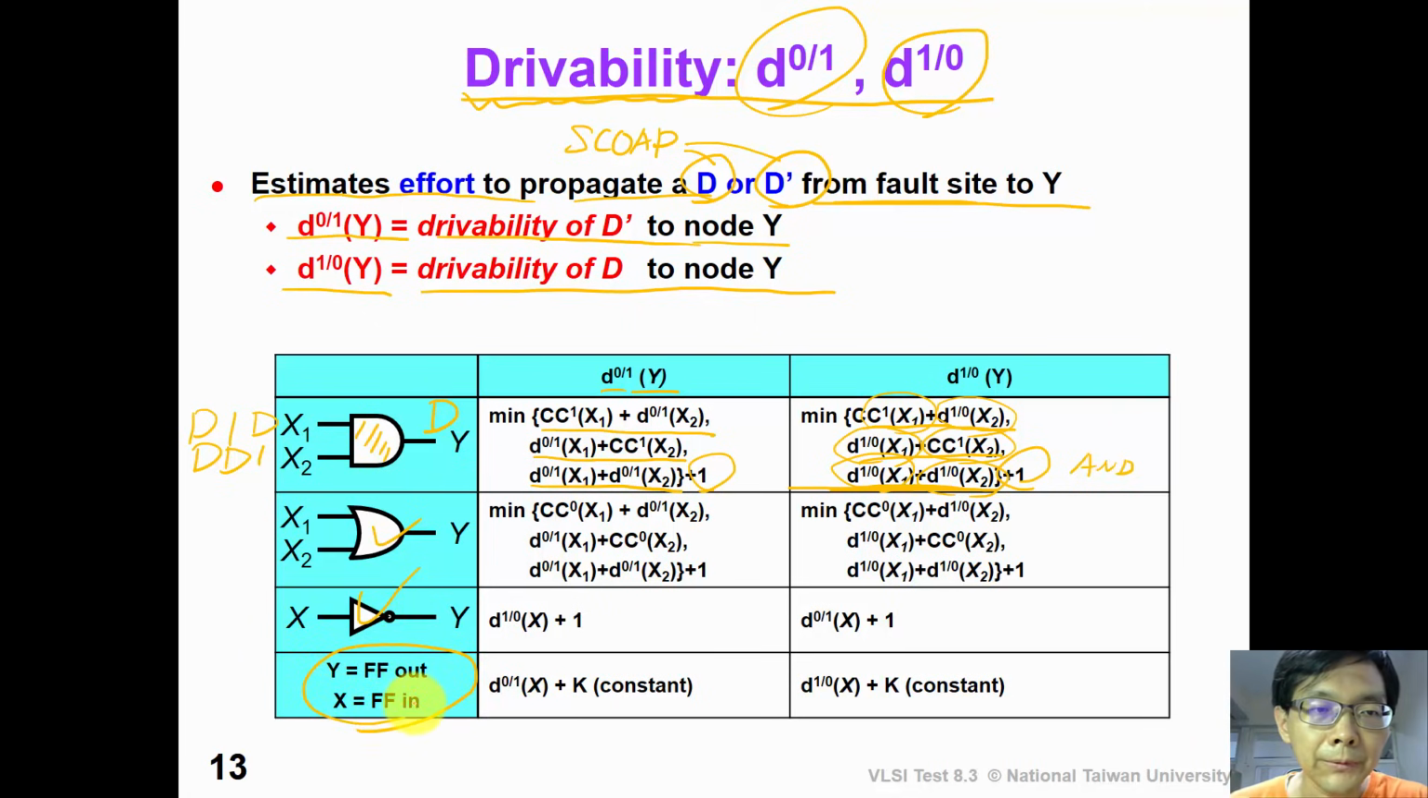For a flip-flop, we add a certain large constant K to the drivability of the input. This K is a user-defined parameter. Typically, we use a large number to represent the effort to propagate the D through a flip-flop.